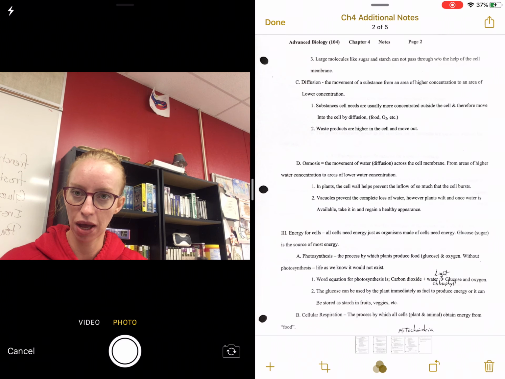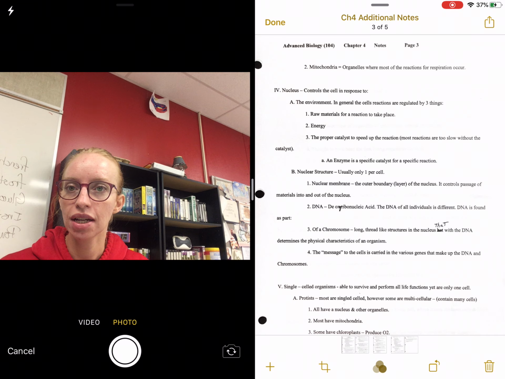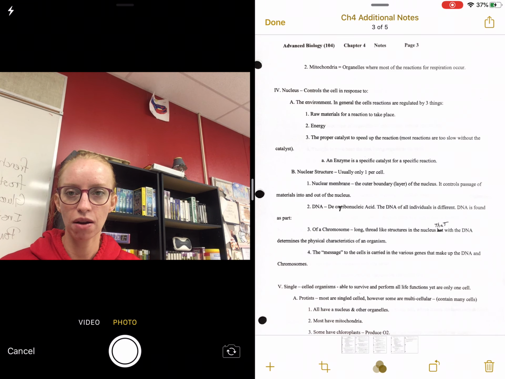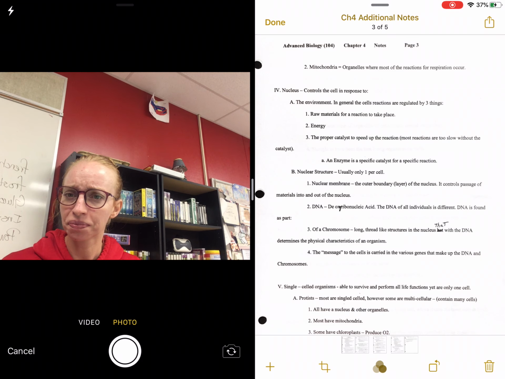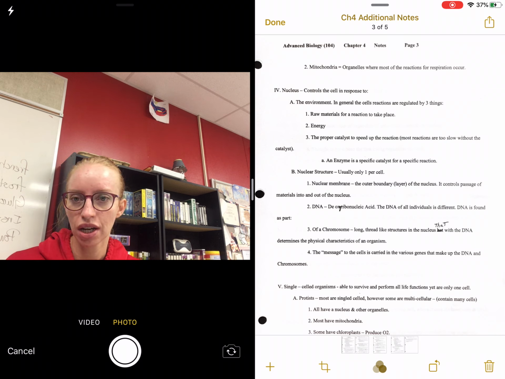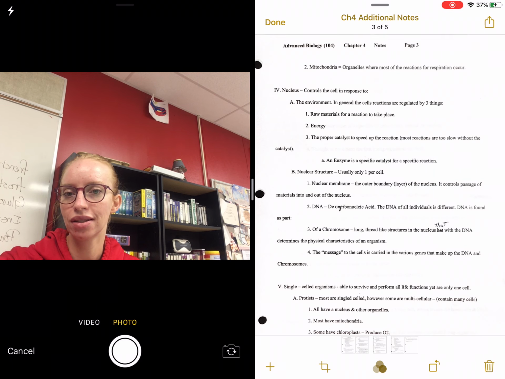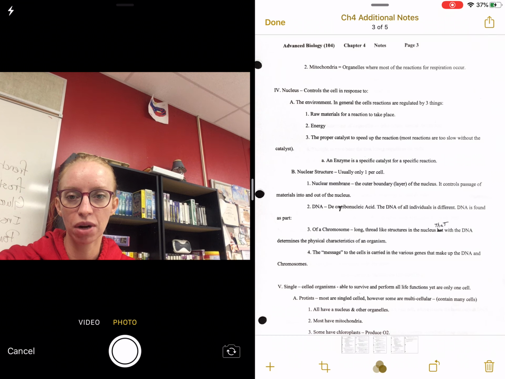And I'm looking at the next page. So the nucleus, which controls the cell in response to the environment, we talked about pretty much all that. We talked about the nuclear structure. I didn't really mention that chromosomes are long thread-like structures, but hopefully you know that the DNA is what determines the physical characteristics. And then single cells, and I mentioned a little bit more in my notes about protists than what was in his notes, but protists can be single or multicellular, and some of them have chloroplasts, but most have mitochondria, and the job of that is to produce oxygen.